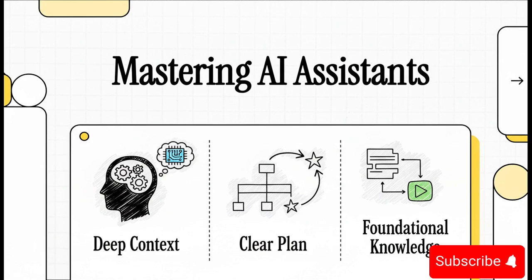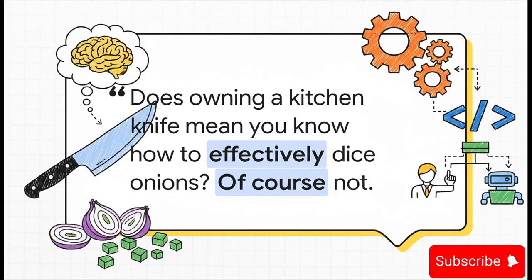Let's do it. I love this analogy from the Google Cloud blog because it just nails it. Owning a kitchen knife doesn't make you a chef, right? Same idea here. Just because you have access to Gemini or Copilot doesn't automatically mean you're getting pro-level results. To get that high-quality code consistently, you gotta have the right techniques.